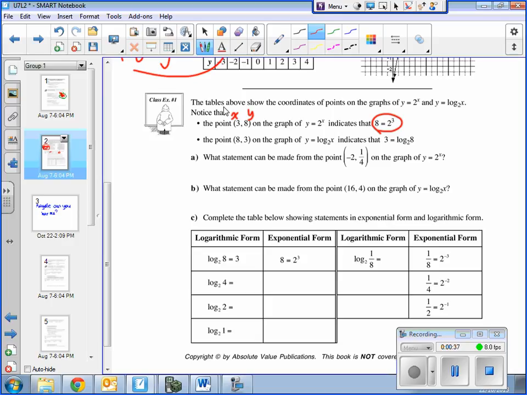So then the inverse, you would just switch the x and the y, so this would be your new x, this would be your new y. So your x would be 8, so 8 would be your argument. Your y would be 3, your value. Okay, does everyone see where those numbers are coming from?